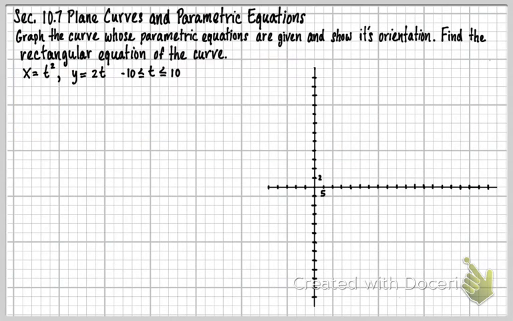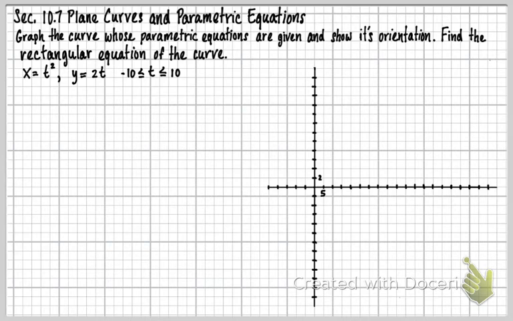All right, so here it is. This one says graph the curve whose parametric equations are given and show its orientation. And it says find the rectangular equation of the curve. So not only are we going to have to deal with x and y as functions of t, but we're actually going to have to graph it, and then on top of that, turn it into an equation that contains only x's and y's. And that's what the rectangular equation means. So let's get started. First, we're going to have to graph this thing.